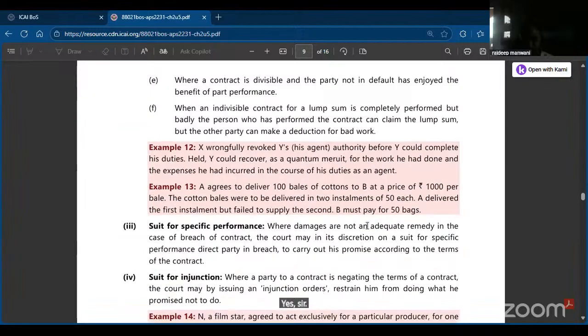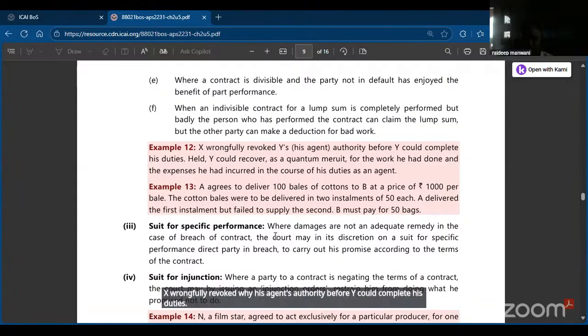So then they've given two examples. X wrongfully revoked Y his agent's authority before Y could complete his duties, held Y could recover as quantum merit for the work he had done and the expenses he had incurred in the course of his duties as an agent. Second example, A agrees to deliver 100 bales of cotton to B at a price of 1000 rupees per bale. The cotton bales were to be delivered in 2 installments of 50 each. A delivered first installment but failed to supply the second. B must pay for 50 bags.